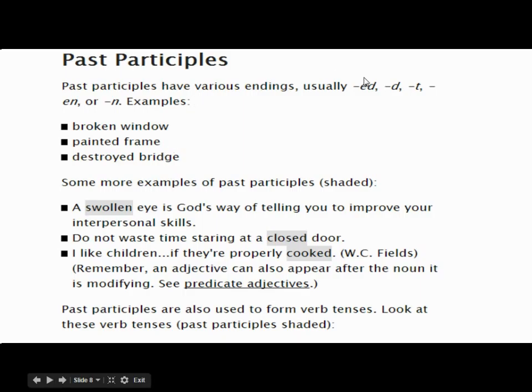Past participles usually end in ed, d, t, en, or n, like the broken window. Broken is describing window. So because we took the verb broke and added en, it's now an adjective, which is a past participle describing window. Painted frame, we added an ed to the verb paint, and it describes frame. So basically, anything that looks like a verb but describes a noun that doesn't end in ing is a past participle. If it ends in ing, it's present.